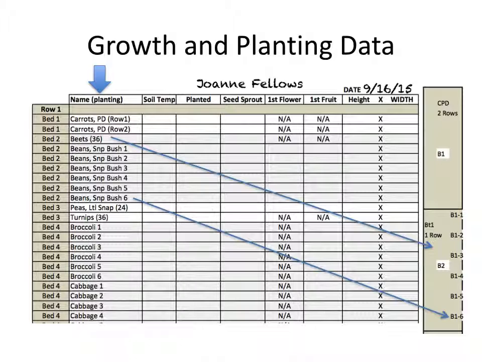Look at bed 2 in the layout diagram to the right of this slide. Following the north side, south side scheme, in bed 2, the beets will be planted on the north side of the bed and the bush beans planted on the south. Bush bean 1 starts at the top of bed 2.